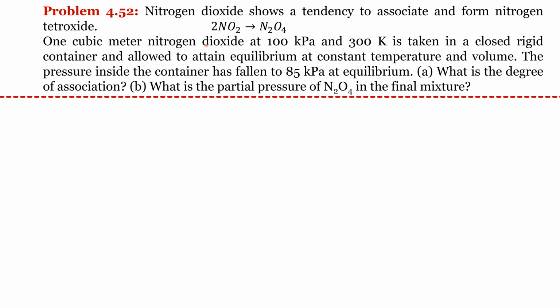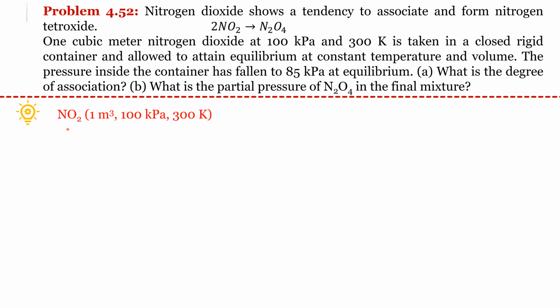First, the conditions for NO2 are given before association: volume, pressure and temperature are given. So we can find the initial moles of NO2 using the ideal gas equation. Then it is associating into N2O4. We can assume how many moles of NO2 are associating to N2O4.